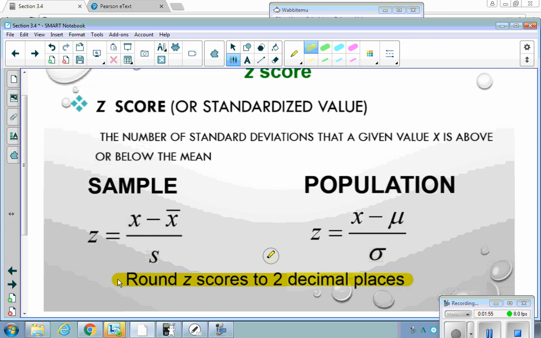So for our sample, obviously it's going to be the value of the data minus the mean, x bar, divided by s, which of course is the sample standard deviation. For population, the only thing we change again is it's x minus mu divided by sigma.